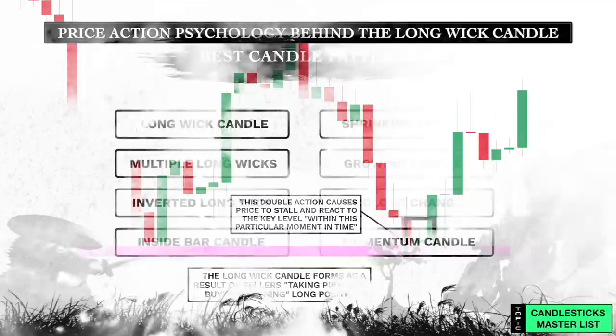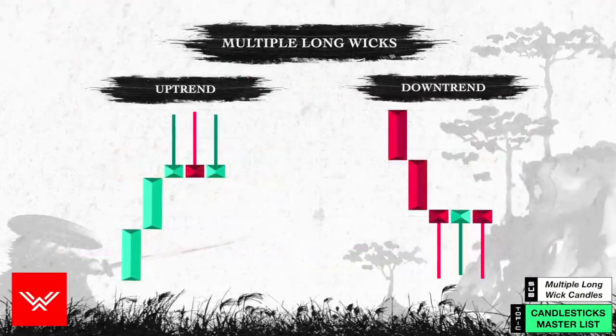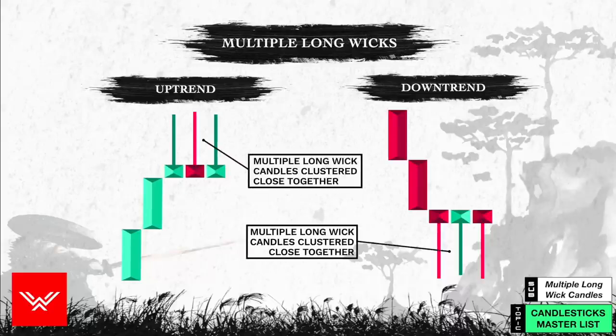So next, multiple long wick candles. So exactly like the name of it states, this is where you have multiple long wick candles clustered together. Now on the charts.